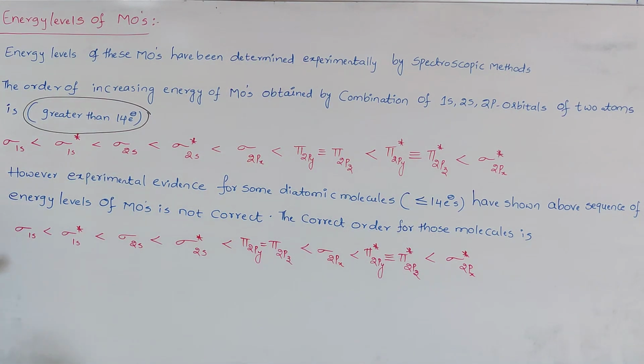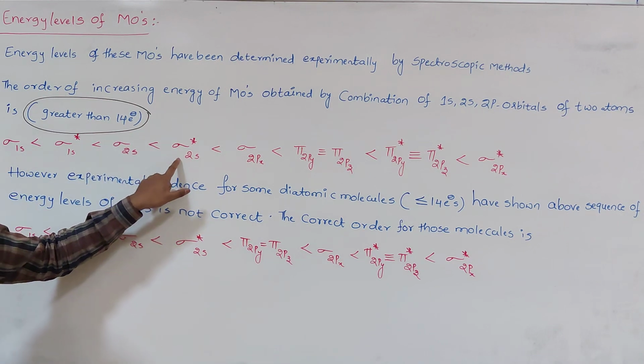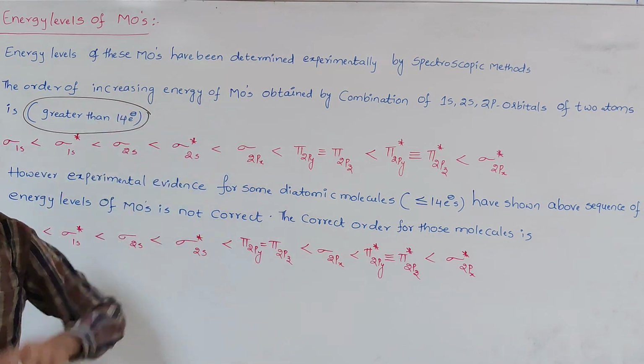Now, while filling these molecular orbitals, we have to follow Hund's rule, Pauli's exclusion principle, and the Aufbau principle. First, the electrons are filled in the sigma 1s. Each orbital can accommodate a maximum of how many electrons? 2 electrons with opposite spin. Here the 2 electrons. After that, the 3rd, 4th, then 5th, 6th, then 7th, 8th, then 9th, 10th. Like that we can fill up.